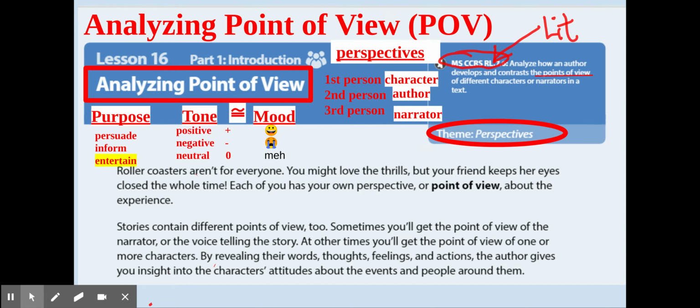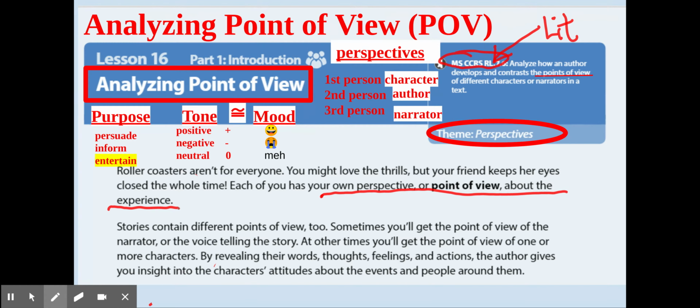Now that we've got all of our notes taken care of, let's look at what our text says down here. It says roller coasters aren't for everyone. You might love the thrills, but your friend keeps her eyes closed the whole time. Each of you has your own perspective or point of view about the experience. All right, like Miss Murray, she loves roller coasters and she will keep her eyes open the whole time. Whereas my brother couldn't stand them. He'd ride it with me, but he kept his eyes closed.